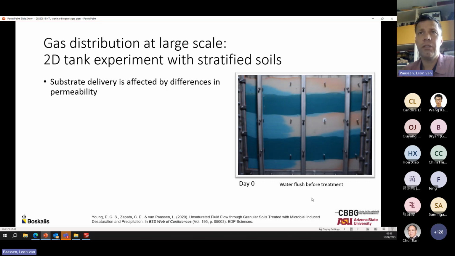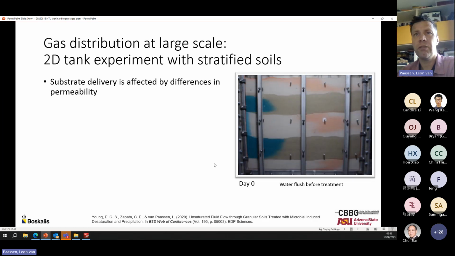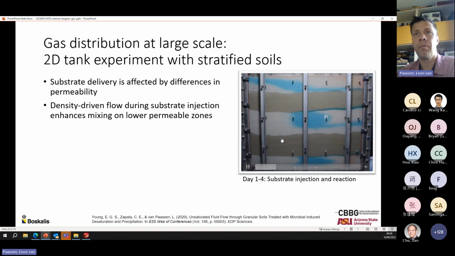So clearly you can see the difference between the high permeable zone, which is the coarse sand, and the lower permeable zone of the fine grained sand. So here you can actually see that the delivery of substrates really depends on the permeability of the different layers you flush through. So we inject on the left and we extract on the right. But then when we started injecting substrates instead of just water, we see some different phenomena occurring.